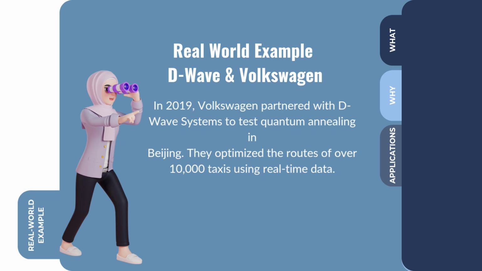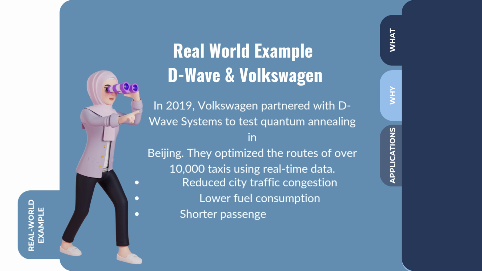The main outcomes of using quantum annealing in logistics include reduced city traffic congestion, lower fuel consumption, and shorter passenger waiting times. Together, these improvements make transportation systems faster, more efficient, and more sustainable.